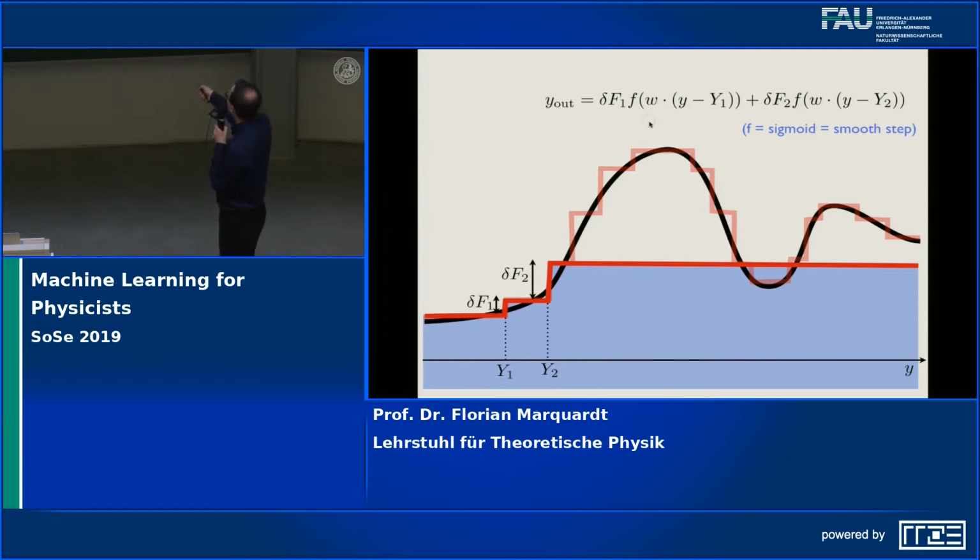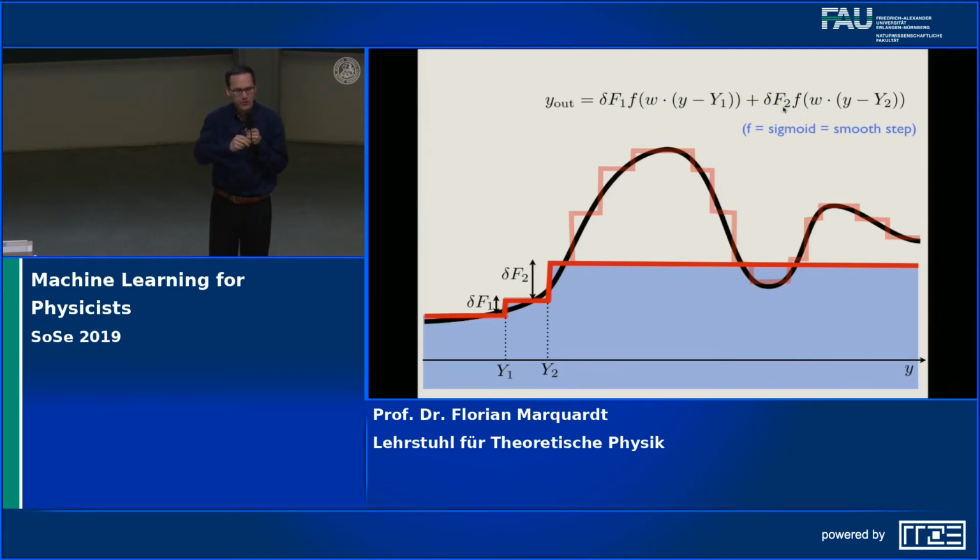So this alone is a step function of step size 1 at the location y1. And now I multiply by delta f1 to make sure that I get exactly the step height that I need. And then I would add to that a similar function that produces another step at y2 of height delta f2. And now you can imagine how this goes on.